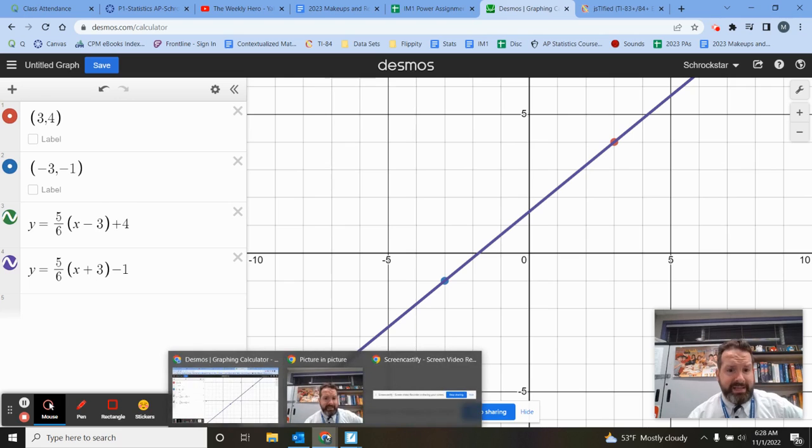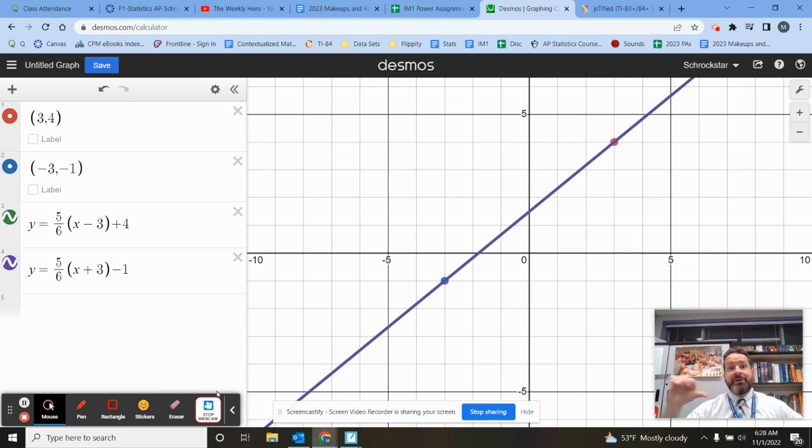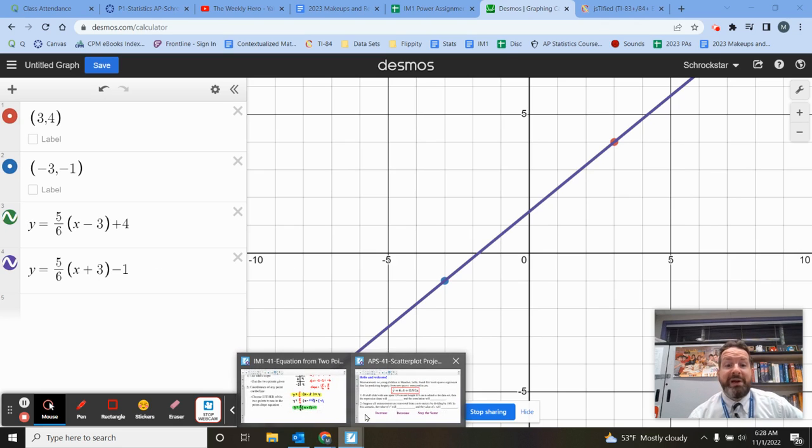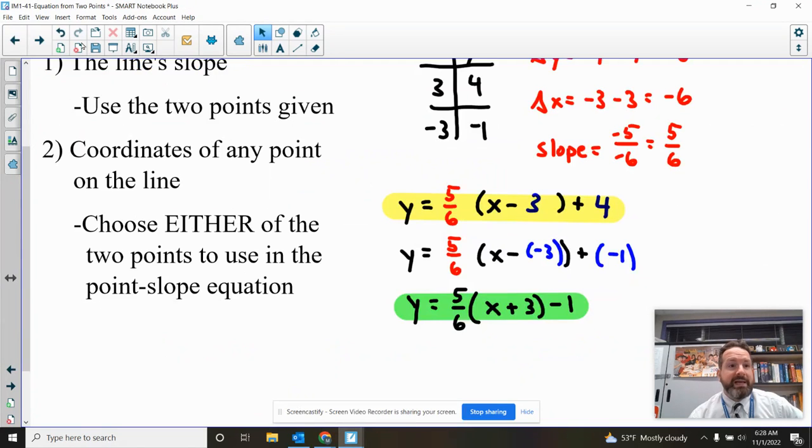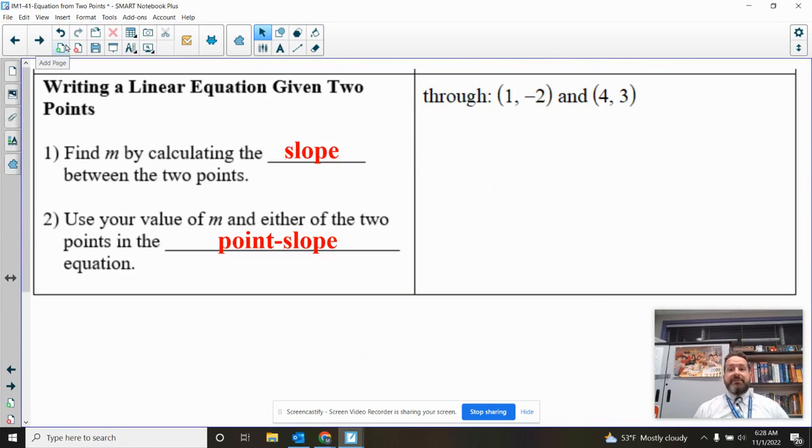So when you're checking these, I strongly recommend pulling your computer out, graphing it on Desmos. You type in your ordered pairs just like they look. Then you type in your equation. Make sure it actually goes through those 2 ordered pairs. Let's go back to here and fill in the toolkit. Here we go. Writing a linear equation given 2 points, we find the slope, and then we use either of those points we started with in the point-slope equation.